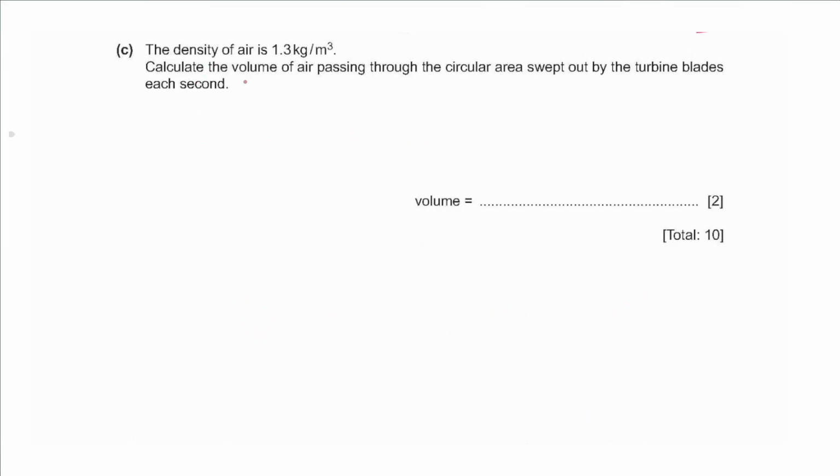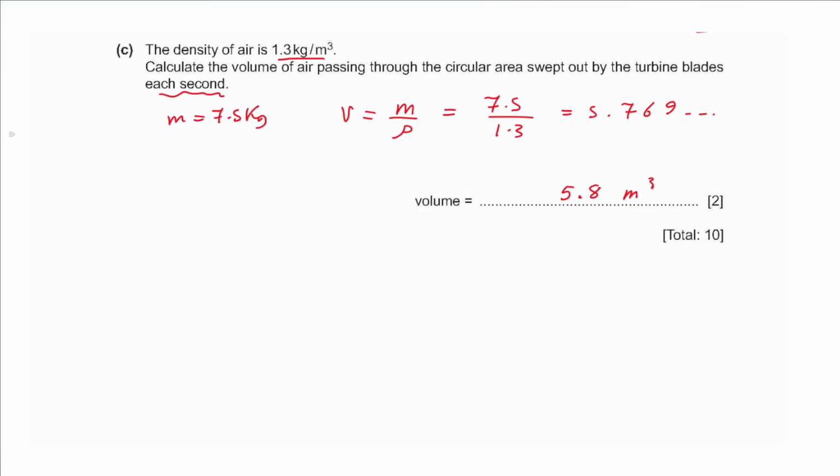Question C says the density of air is 1.3 kilograms per meter cubed. Calculate the volume of air passing through the circular area swept out by the turbine blades each second. And each second we had a mass of 7.5 kilograms of air passing. So we have the mass and we have the density. So the volume is equal to the mass divided by the density. So 7.5 divided by 1.3 gives an answer of 5.769 and some more digits. We can approximate that to 5.8 meters cubed.